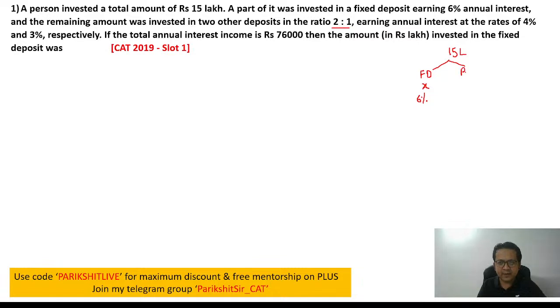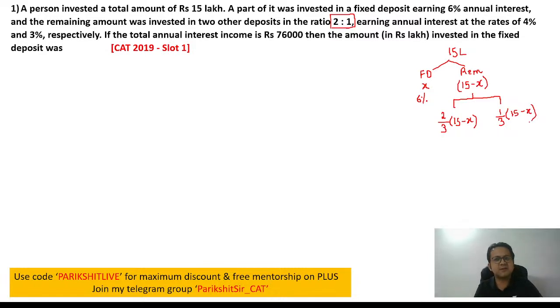What is the remaining? Remaining is 15 minus X. Will you agree? X is in fixed deposit, so the remaining is 15 minus X. And this 15 minus X is invested in two separate deposits in the ratio of 2:1. So in the first one, you must have invested 2 by 3. How did I get that 3? 2 divided by 2 plus 1 is 3. So 2 by 3 of the amount 15 minus X you invest in one deposit, and 1/3 of the amount, 15 minus X, you invest in the other deposit.